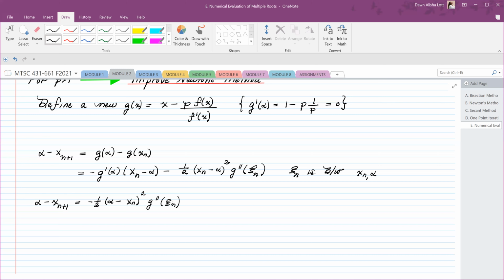I am just a little confused. Okay, I'm not sure where this came from, but I'll have to figure it out. So I got order of convergence is equal to 2. So that I know.